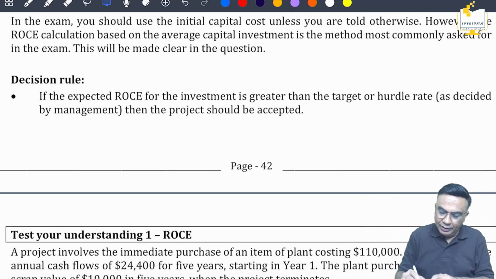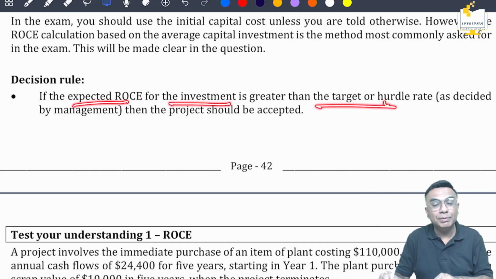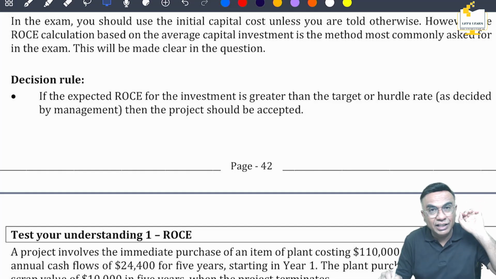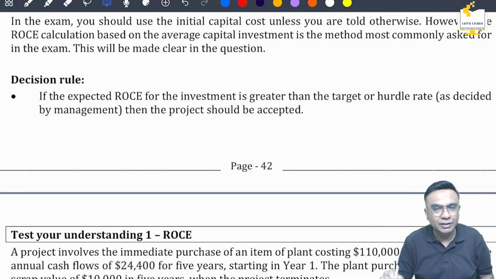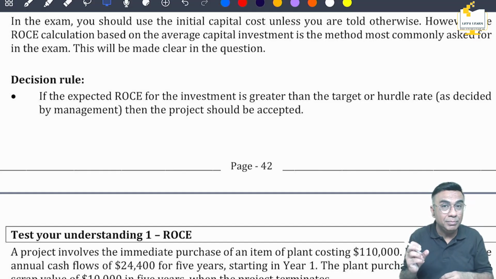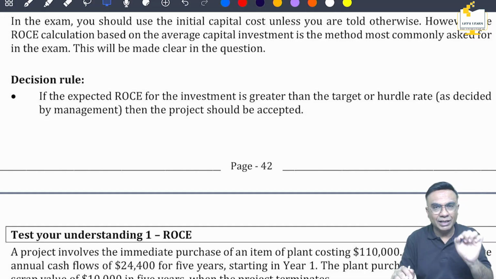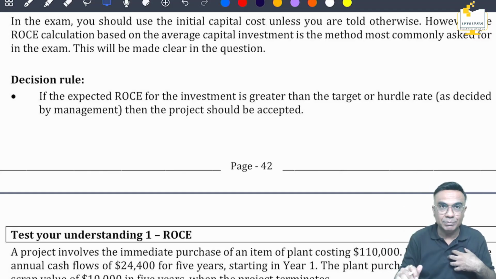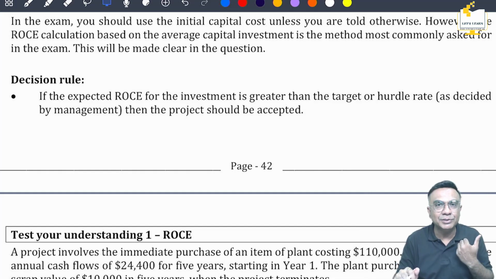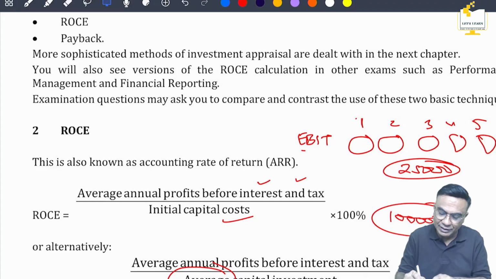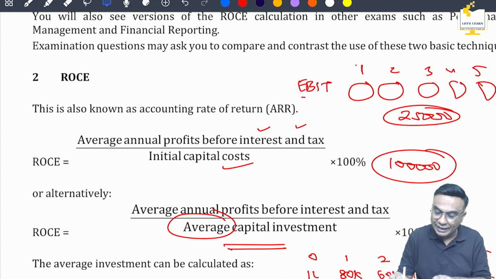Now, some decision rule. If expected ROC of the investment is greater than the target, for example, the company has estimated a target of say at least 12% return from this project, and the company is getting say 15% ROC. That means the average rate of return we expect to get is more than the minimum hurdle rate which the company expected. We should get at least 10% because 10% is the cost of our funds. So I should get more than 10%. Suppose the answer over here is 12%, 13%, 15%, then I should accept the project. Okay, so what is ROC? ROCE, we can say return on capital employed. It is also called ARR.